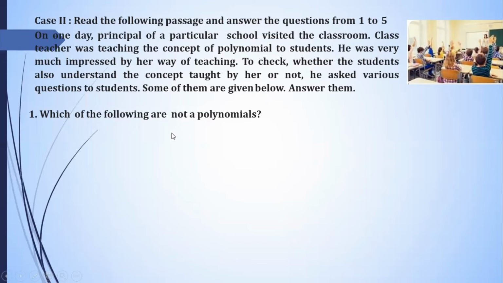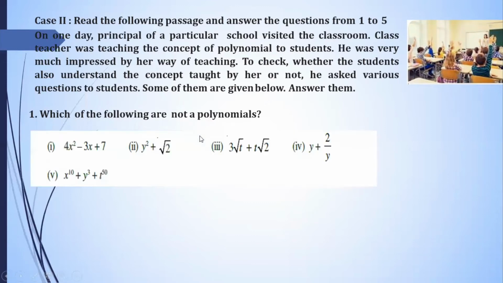The first question is, which of the following are not polynomials? Remember, children, if the power of the variable is a fraction, then it is not a polynomial. It is called a polynomial only when the powers of the variable are positive whole numbers. So this is actually t to the power half, so this is not a polynomial. The power of this t, that is root t, is equal to t to the power half, so this is not a polynomial.